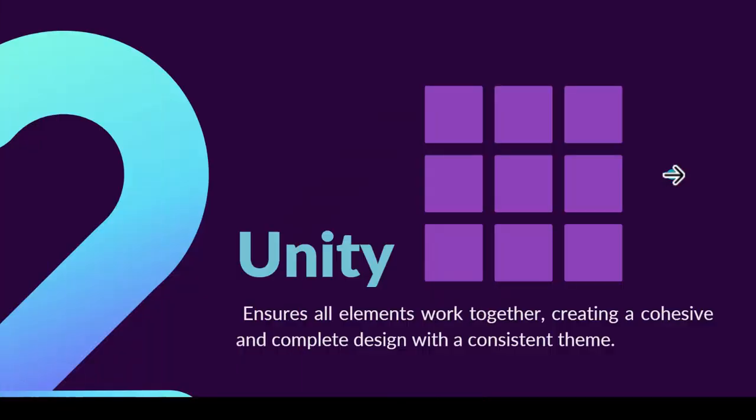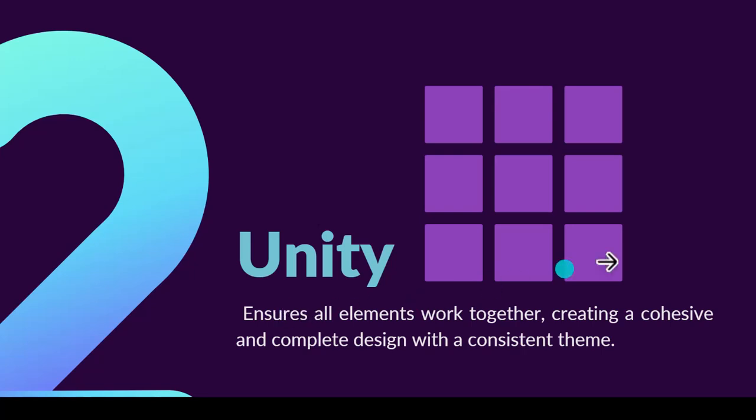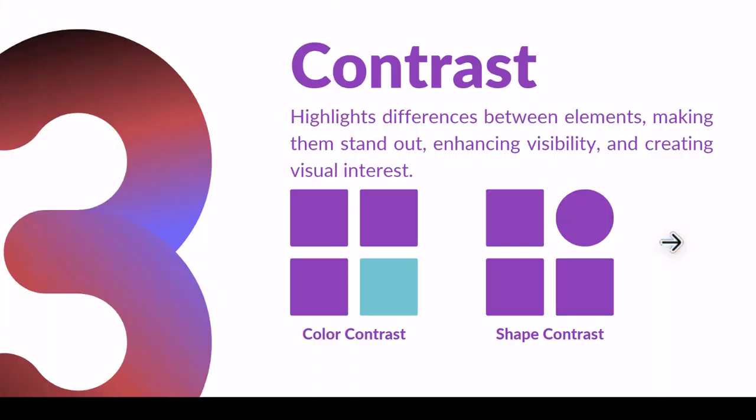And we have another one, which is unity. Unity ensures all elements work together, creating a cohesive and complete design with a consistent theme. As you can see, these squares all look alike, with the same white space in between, the same consistent action. That's just the meaning of unity. It has to be consistent. After it has been balanced, it has to be consistent. When you are using a particular font, if you use 14 as the header, your header throughout that design should be 14. That's consistency, and that's unity. That's one of those principles you need to put in place when you are creating books.